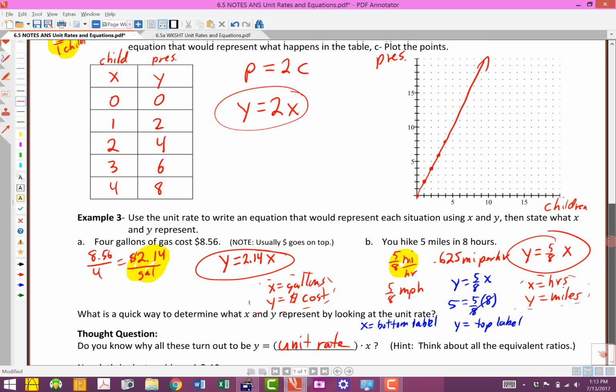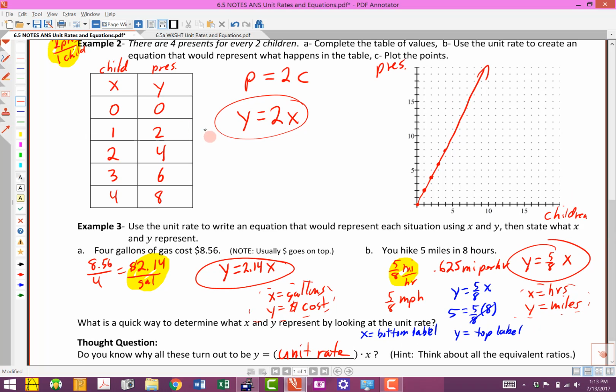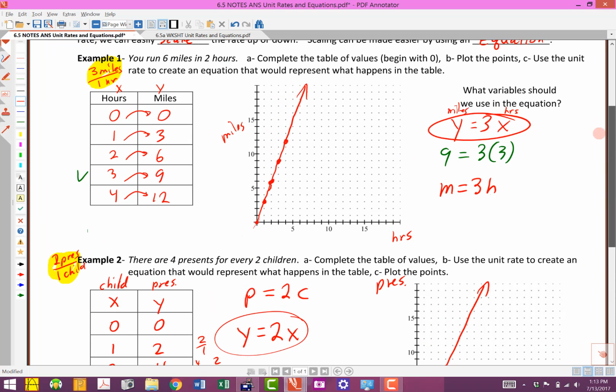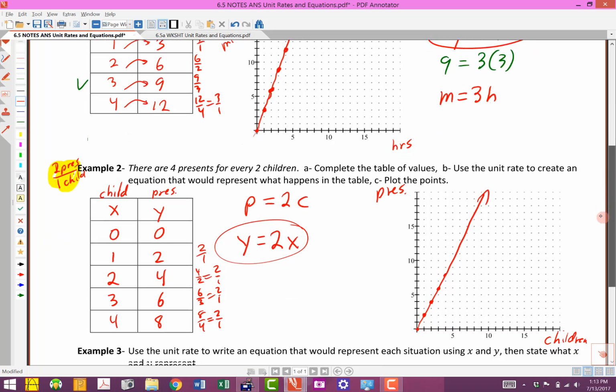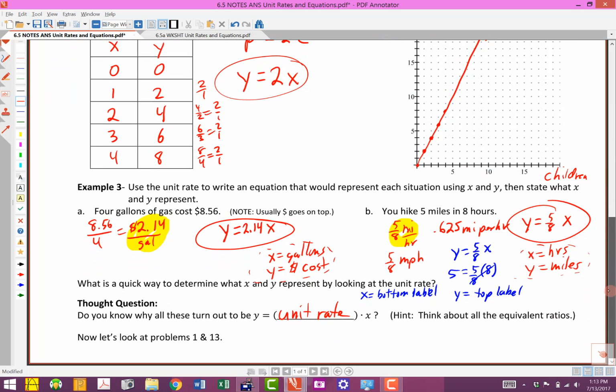And that's because every one of these would be an equivalent fraction. So if we did 2 over 1, again the y coordinate, the vertical part over the horizontal, okay, 4 over 2, 6 over 3, and let's see, 8 over 4. Every single one of these simplify to be 2 over 1. You can do that with every single one of them up here. So we can do 3 over 1, 6 over 2, 9 over 3, 12 over 4. Every single one of them would simplify to be 3 over 1. So they would all be equivalent ratios, equivalent fractions, equivalent rates there.